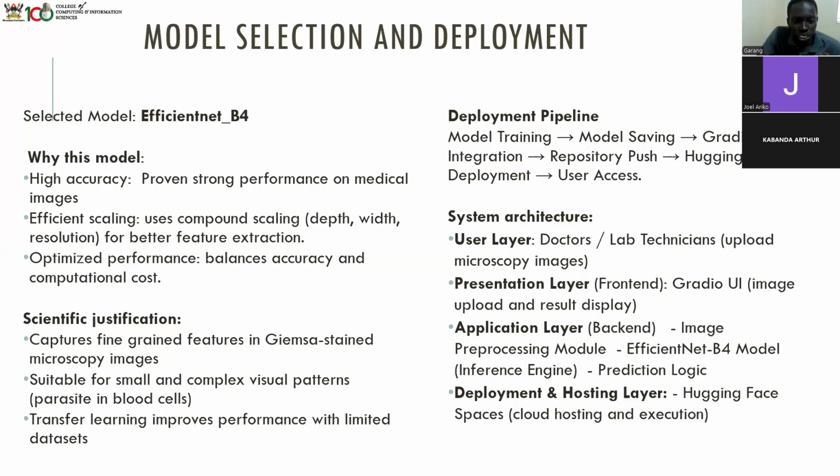Transfer learning improves performance with limited data sets. So when you use EfficientNet before for transfer learning, the performance is increased. As you can see, it was at 99%.